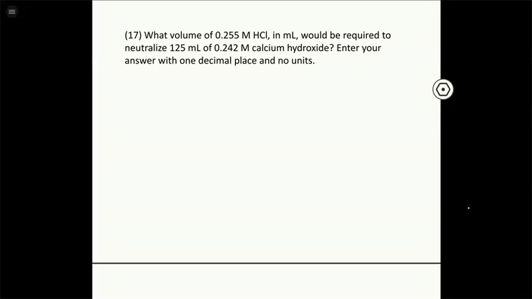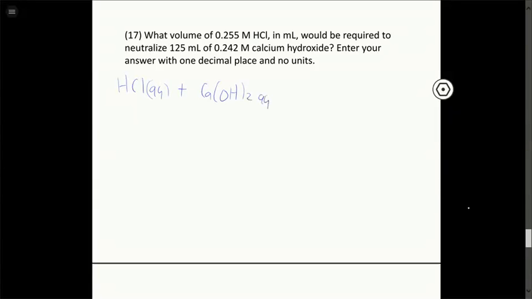So we have to write the balanced acid-base equation. So it's HCl plus calcium hydroxide. Calcium is 2+, so it's going to be Ca(OH)2. The products don't really matter. If we're doing a titration problem where we're just figuring out how much acid reacts with the base or how much base reacts with the acid, all we really care about are the ratio of the 2 reactants. But we can write out the full equation just to be complete.